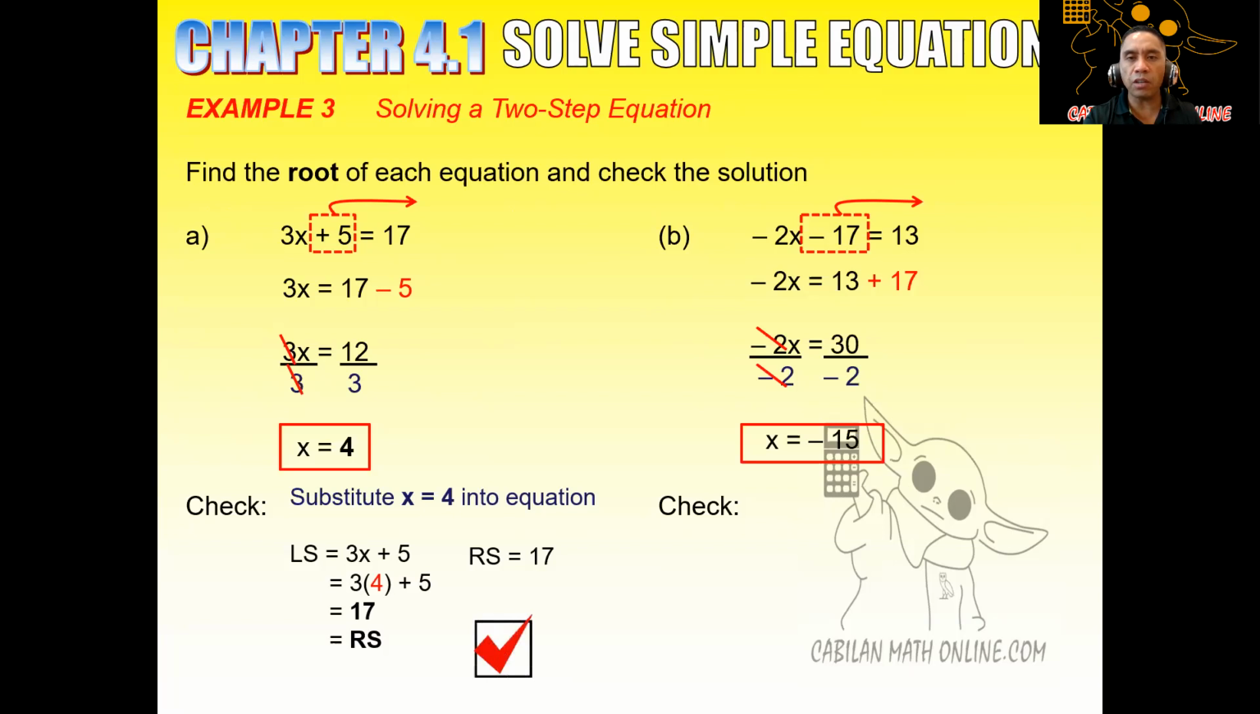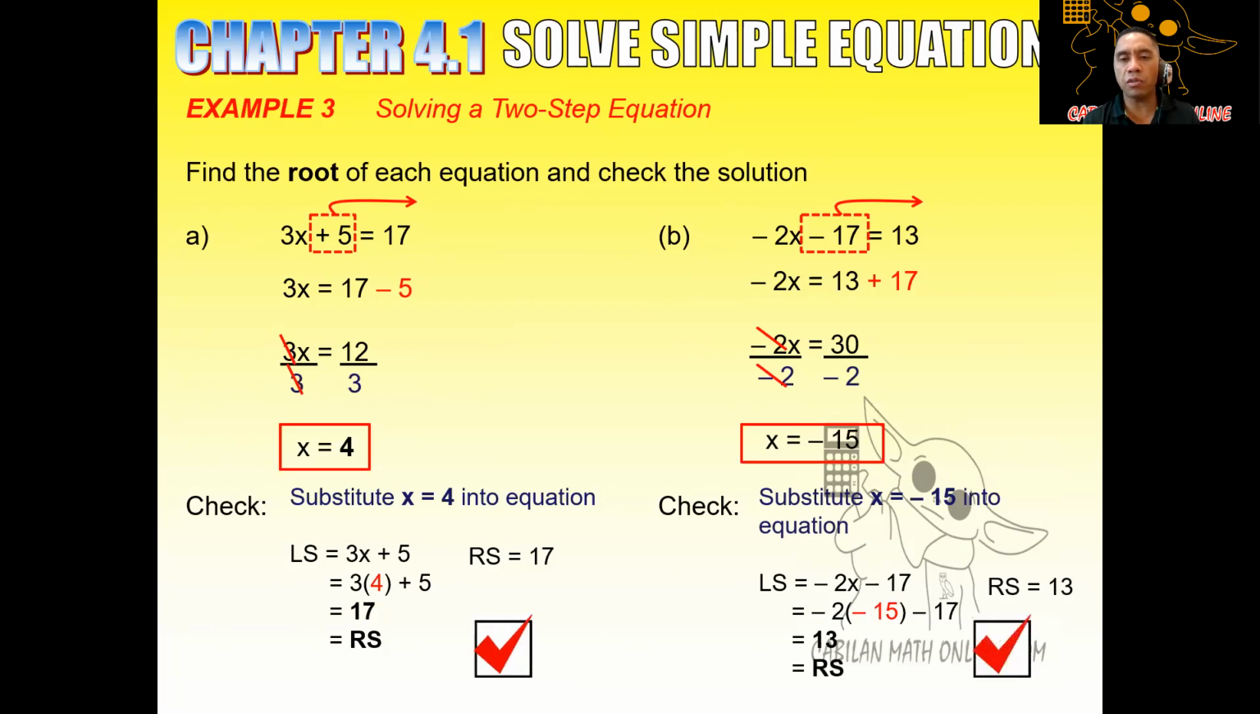So let's do a check for the second one here. Again, same way. The left side here is negative 2x minus 17. The right side here is 13. So what we're going to do is replace the x here with the negative 15, just to make sure that this is indeed the correct answer. And sure enough, that is the correct answer.